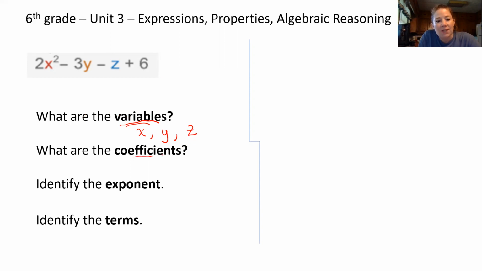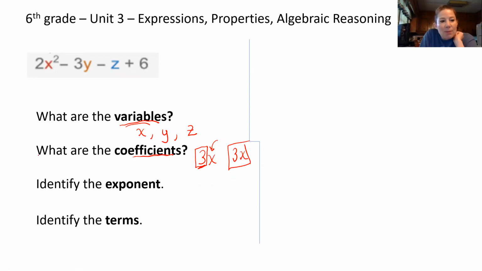What about the coefficients? If you have a variable attached to a number, that number is called a coefficient. For example, if we have 3x, the variable is x, and this means these two things are being multiplied. 3x means literally 3 times x. That leading number is called the leading coefficient. So the 3 is the coefficient, the x is the variable, and the entire term is 3x.